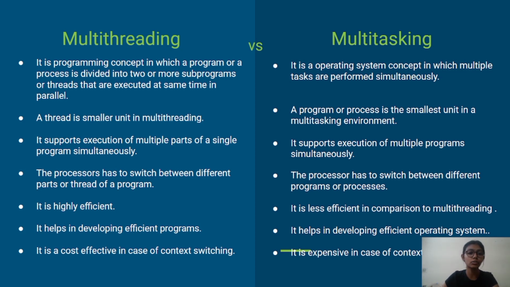In multithreading, the processor has to switch between different parts or threads of a program. In multitasking, the processor has to switch between different programs or processes. Multithreading is highly efficient, while multitasking is less efficient in comparison. Multithreading helps in developing efficient programs, while multitasking helps in developing efficient operating systems. Multithreading is cost effective in case of context switching, while multitasking is expensive in case of context switching.